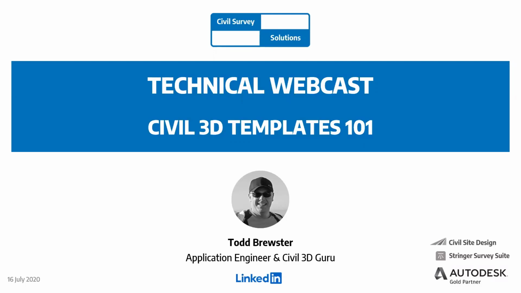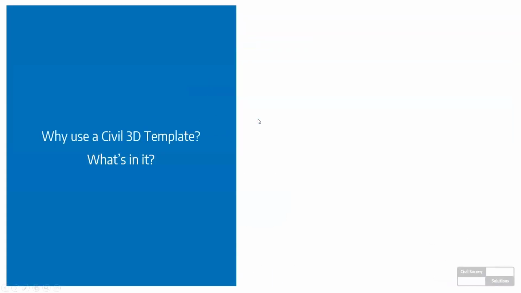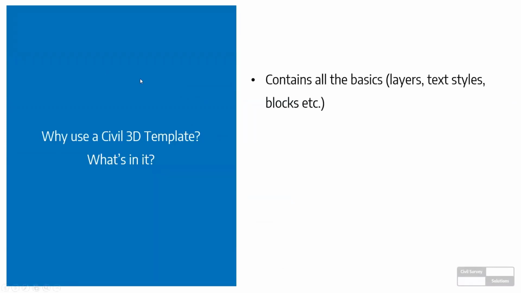Cool. Thank you very much, JT, and thank you everyone for joining us today. So this is going to be a 101 look into Civil 3D templates. So we're only going to look at the basics. We're going to look at the elements that make up the various pieces of your template, and specifically the Civil 3D aspects of it. Starting with a thought out and comprehensive template is essential. Not only does it contain all the basics that you have in your drawing, your layers, your text styles, your blocks, but it also contains all of the controls you have for your Civil 3D elements as well.